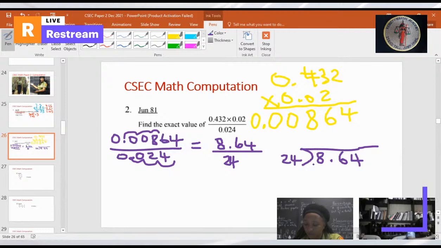Miss, I don't know how to do this part. So we just put back the decimal point. 24 into 8, we can't. 24 into 86. Miss, that goes 3 times. Oh, wait, no, sorry. No, miss, that goes 2 times. You sure? Yes, miss. I'm sure it can go in there 3 times. 3, 4 is 12.